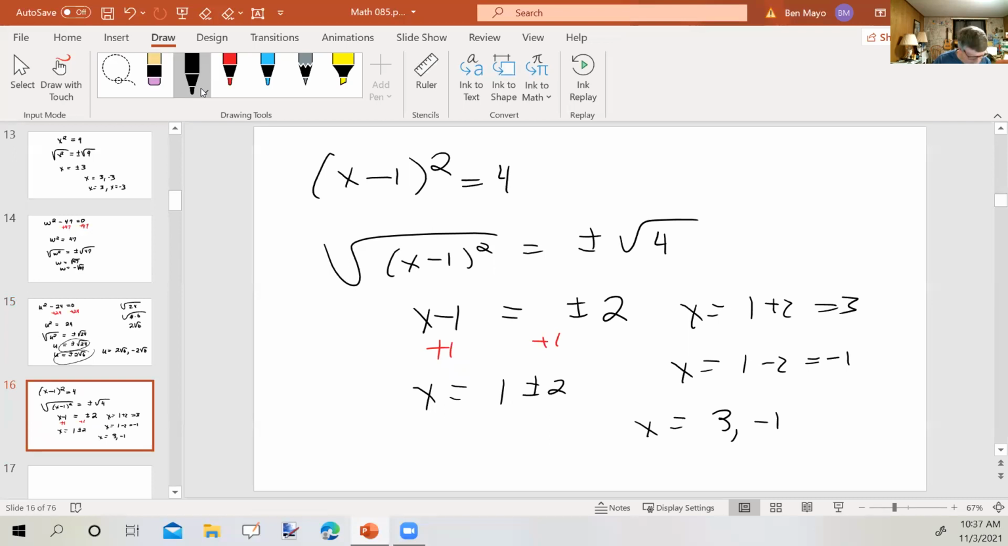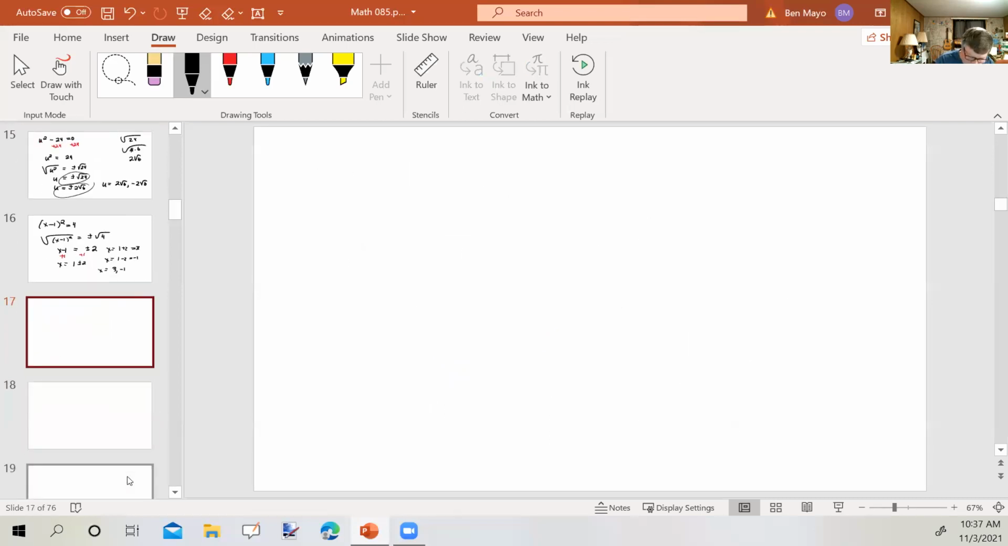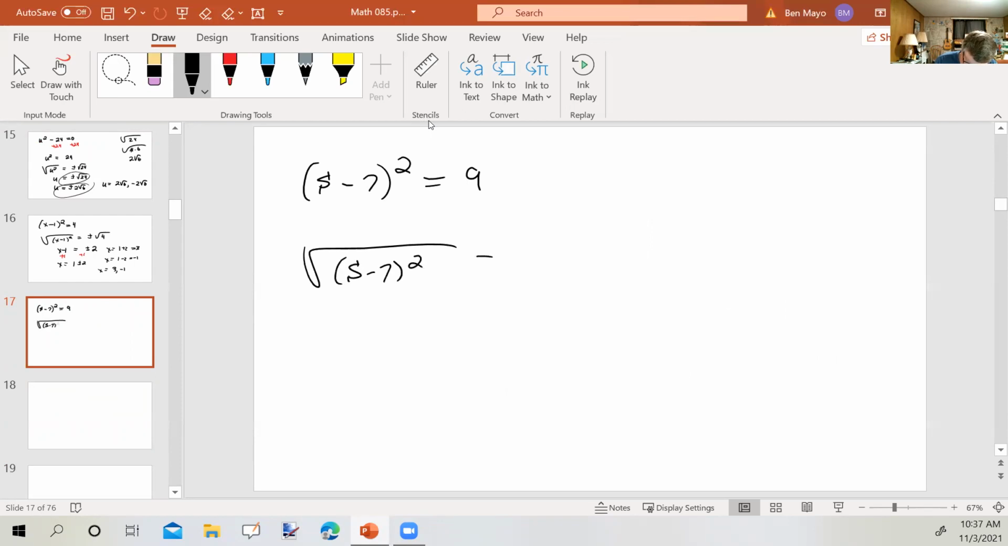Okay, let's see here. We have the quantity s minus 7 squared equals 9. So we have a perfect square on the left side of the equation containing a variable and a constant on the right side. So it's already in the form we want. We take the square root of both sides of the equation, and we get s minus 7 equals plus or minus the square root of 9, which is 3.